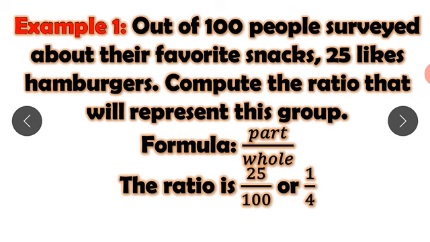So example number 1, out of 100 people surveyed about their favorite snacks, 25 like hamburgers. Compute the ratio that will represent this group. So since the total or the whole data is 100, and we have 25 who like hamburgers, to get the ratio, part divided by whole, 25 divided by 100, or 1/4. So that is the ratio of the part from the whole.